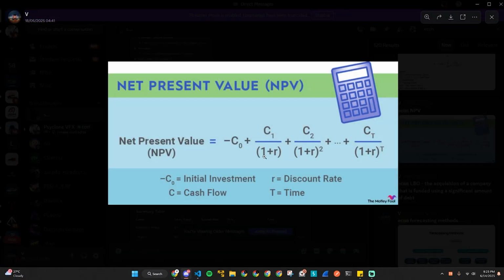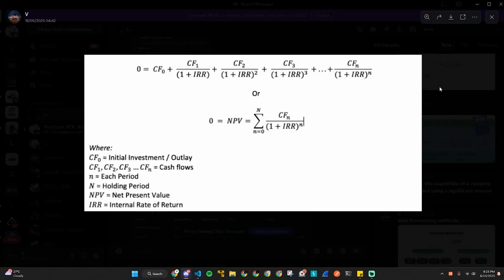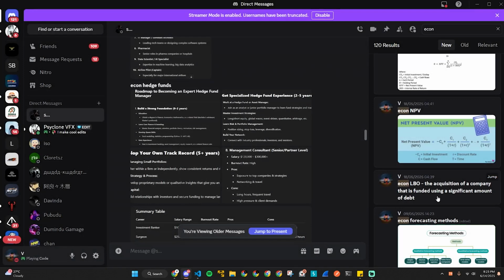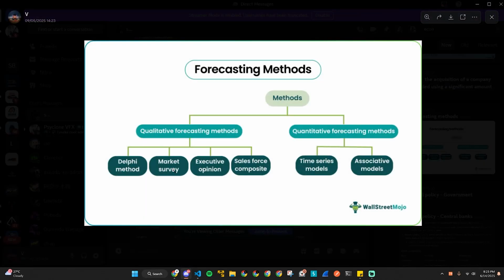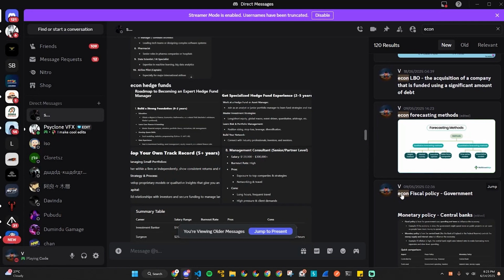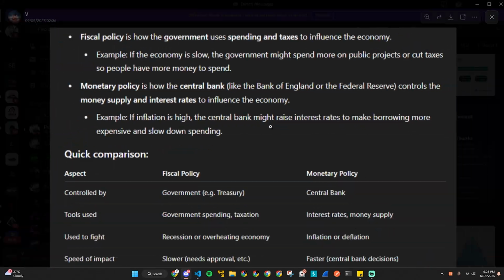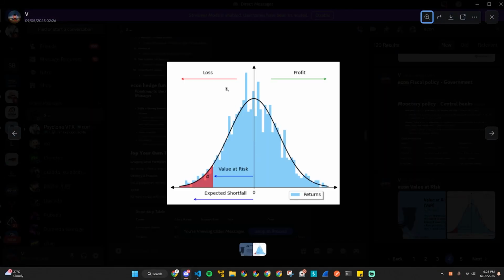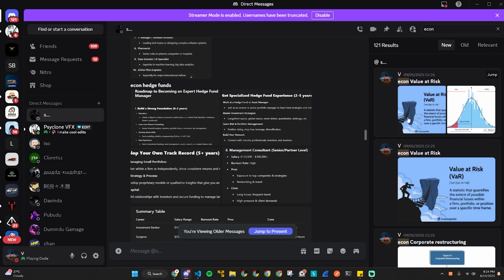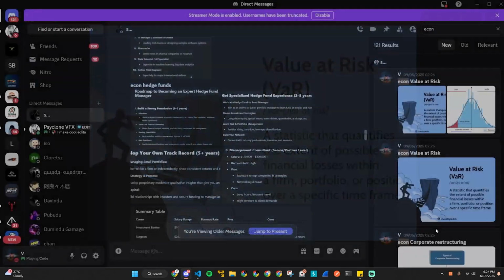Yes. This is the initial investment once again. LBO. Forecasting methods, again, as you can see. Time series, that's a regression chart. Any type of, it's not a logistic regression, but it's a regression chart. This fiscal is government, and monetary is central banks. Value at risk. This is standard deviation, how spread out values are from the mean towards a negative, towards a positive. It's how you calculate actuary work. Data modeling. Yeah, this is what we've explained.